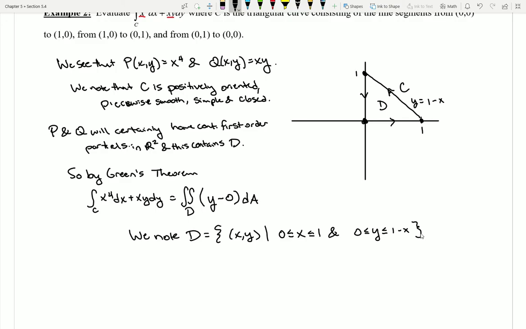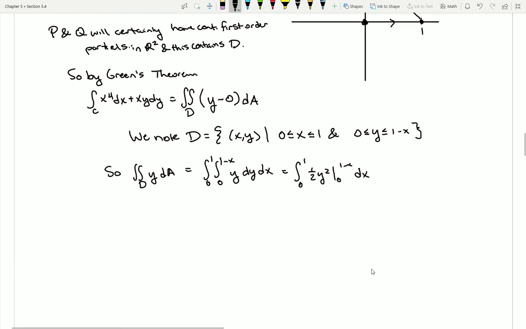So now that I have my region D, setting up this double integral is pretty easy. So my double integral over D of y dA is definitely equal to the following. See, this is integrating with respect to y and then with respect to x. Of course, if I start to integrate this here, I'm going to get a 1/2 y squared, 0 to 1 minus x. If I was to simplify this out, I'm going to get a 1/2 (1 minus x) squared dx.